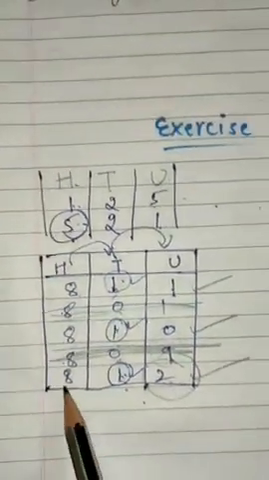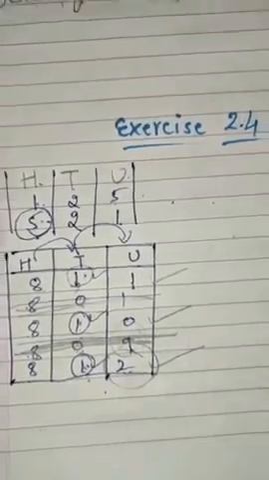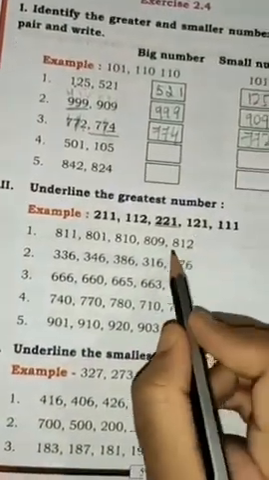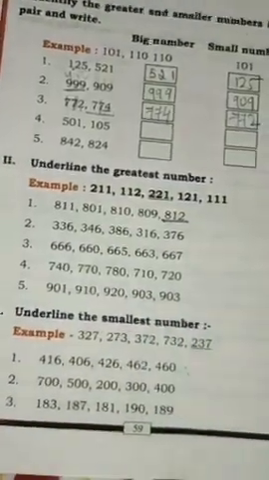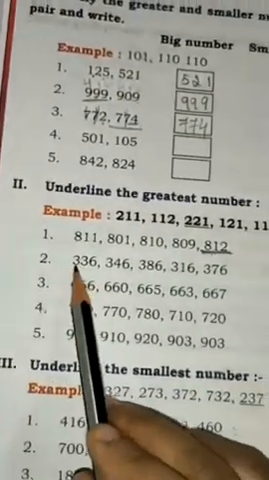Means 812 is the greatest number. So where is that 812? Here. So 812 is the greatest number. Just underline the number. Next, come to the next example.